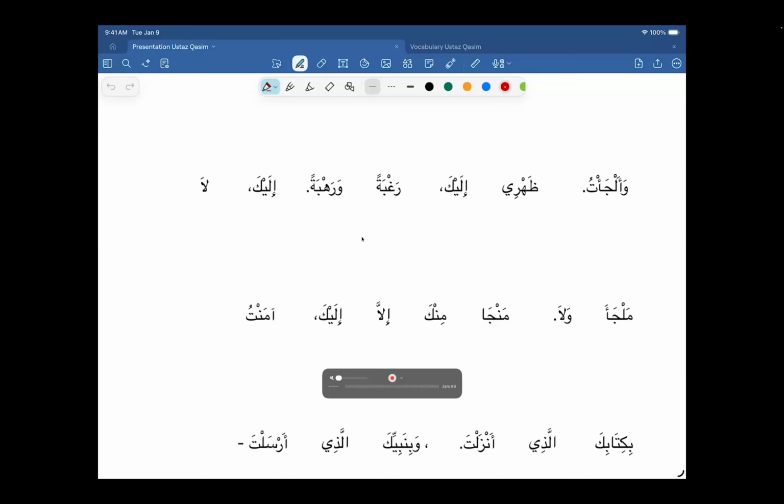So I will stop sharing, and brother Wasif, you can go ahead and start sharing. Okay, inshallah. Assalamu alaikum. Let me know when you're able to see my screen. Yes, we can see it now. Okay, inshallah.